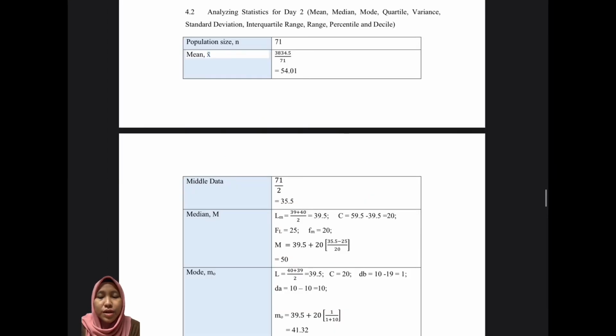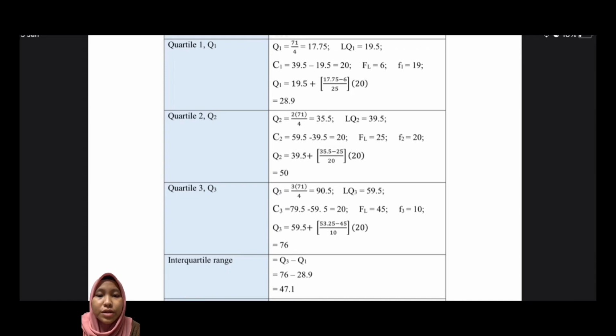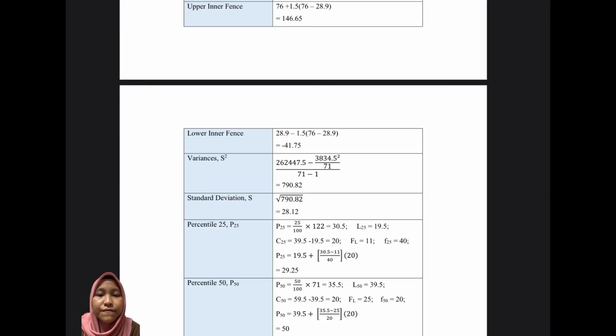So for day 2 analysis, we got the population size is equal to 71 and the mean is equal to 54.01. Middle data we got 35.5, median is equal to 50, mode is equal to 41.32. For the quartile 1, we got 28.9, quartile 2 is 50 and quartile 3 is 76. Interquartile range we got 47.1, upper inner fence is equal to 146.65, lower inner fence is equal to negative 41.75.